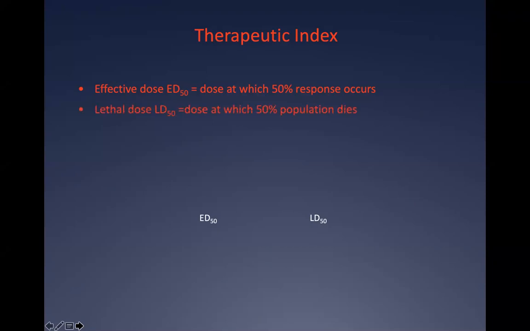Another term you may hear, which in therapeutics we absolutely don't like to use, is the LD50, which is the lethal dose. This would be the dose at which 50% of the population dies. Now, on a lot of drugs, we determine the LD50 in animals, and that was to help us give some sort of index of safety.